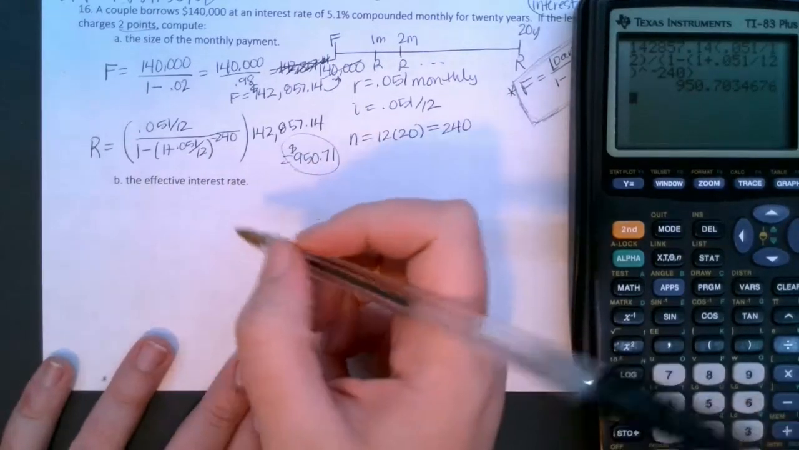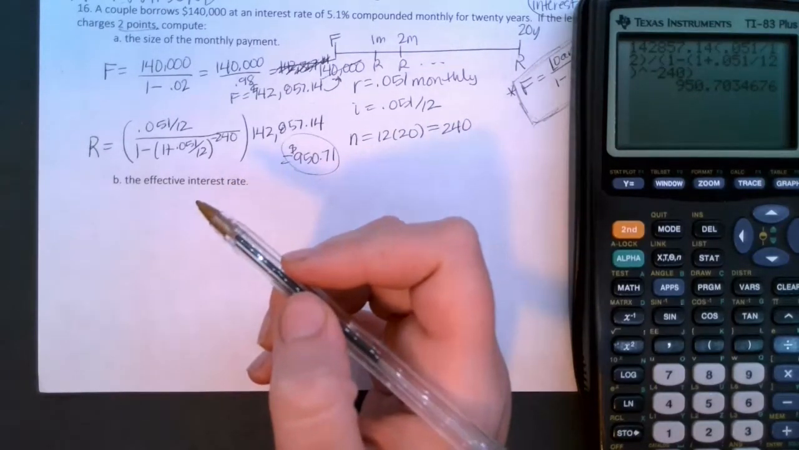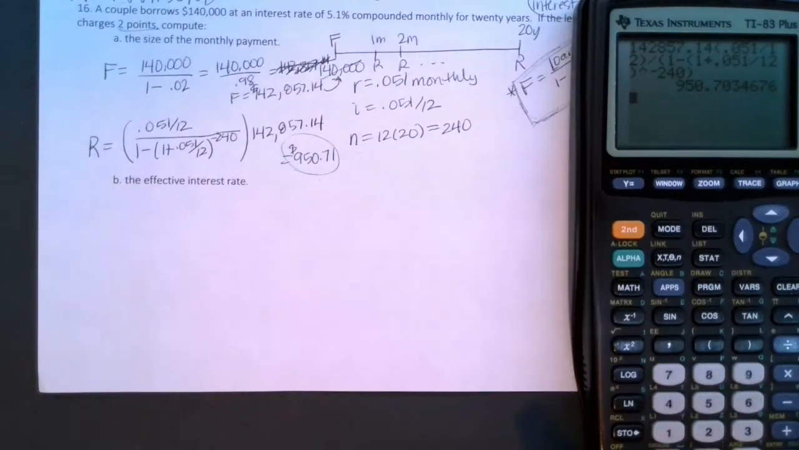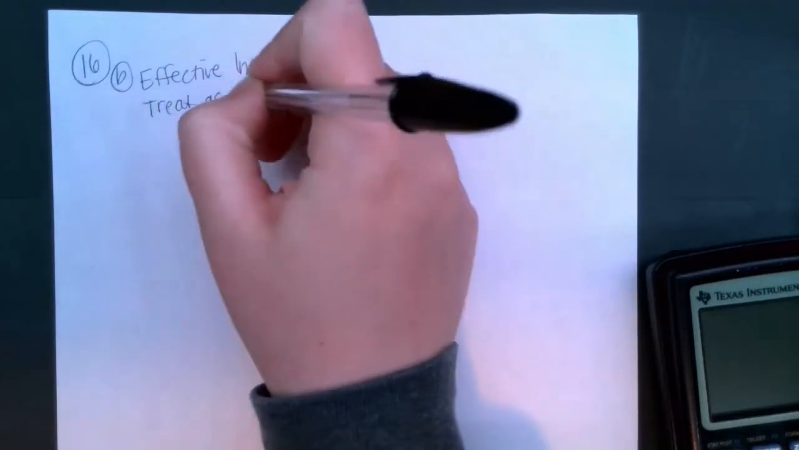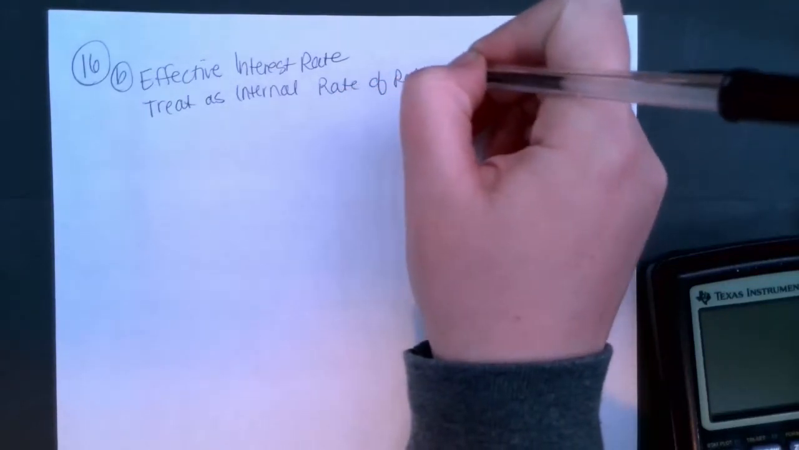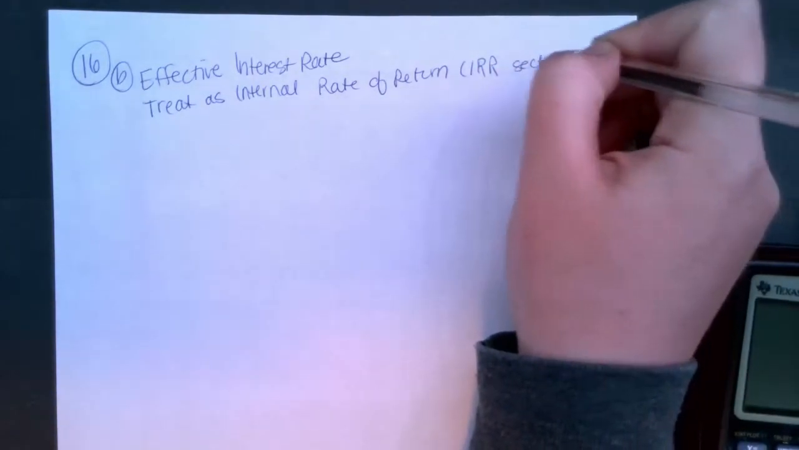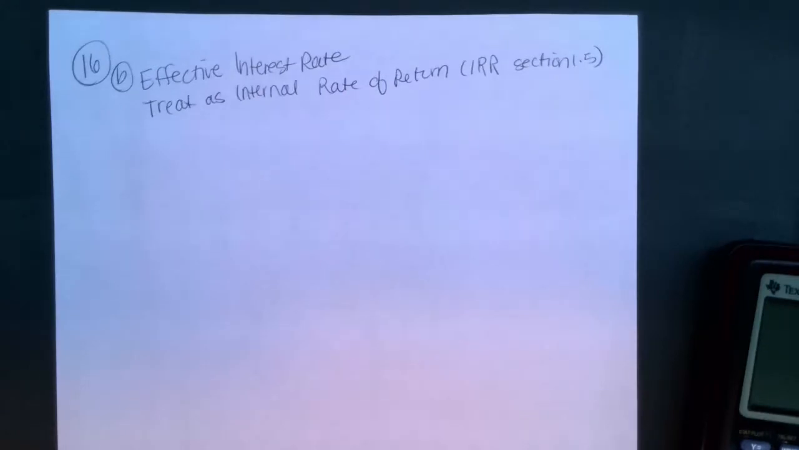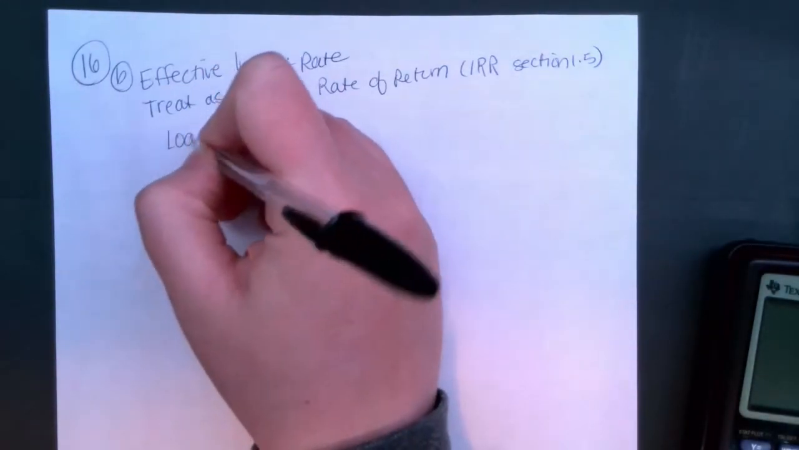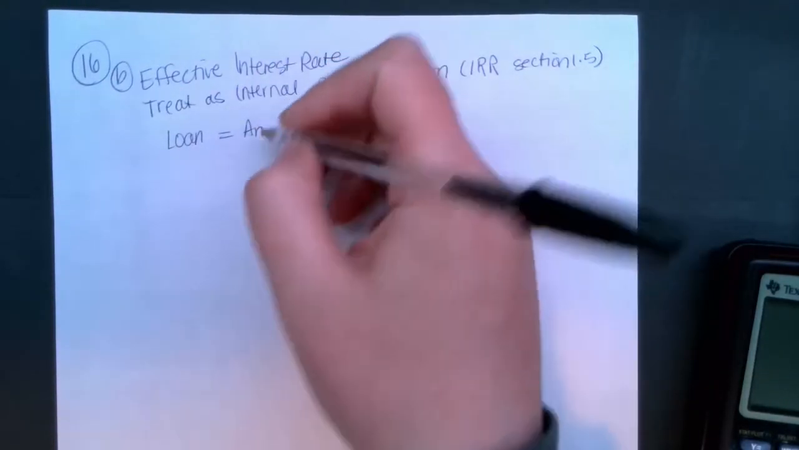So we're going to take that, and now we're going to find the effective interest rate. The effective interest rate, we dealt with this before as the EIR when we were converting things. It's not how we're going to handle it here. The effective interest rate we're going to treat like the internal rate of return. We first learned about that. We called it the IRR, and that was in section 1.5 if you need to review your notes. Okay, so what we're going to do is take our loan, not F, and set that equal to our A sub N, with the payment that we just used before.